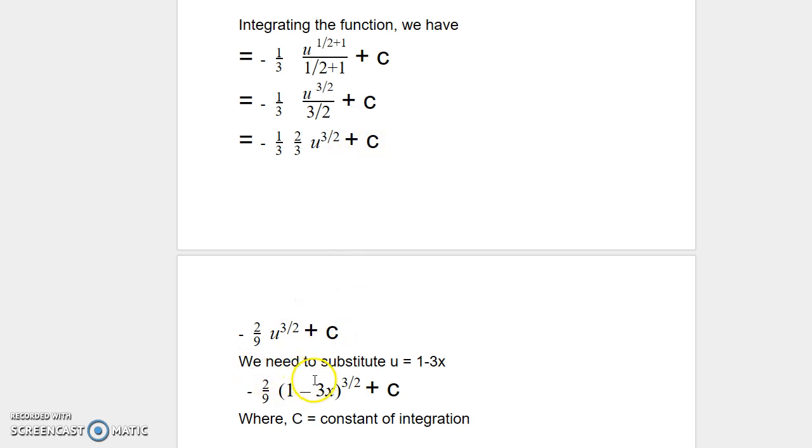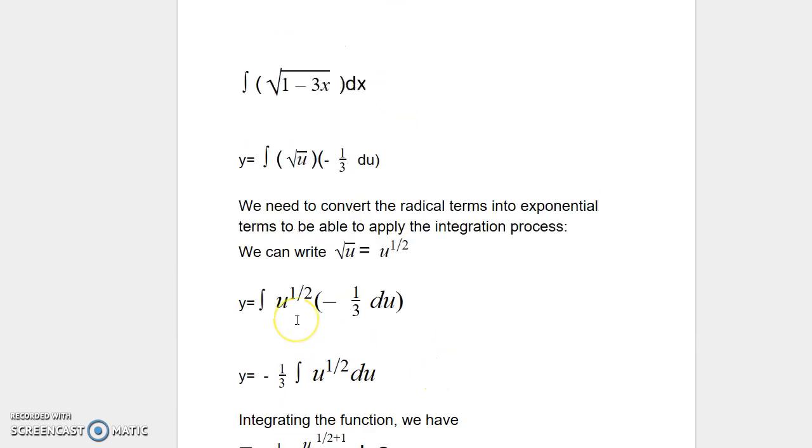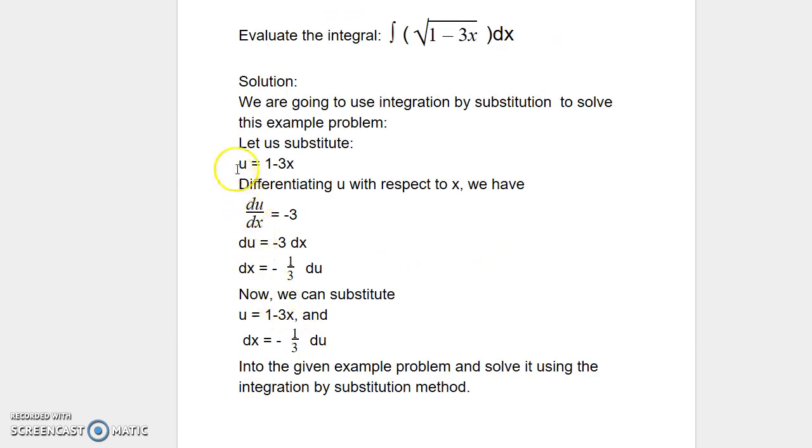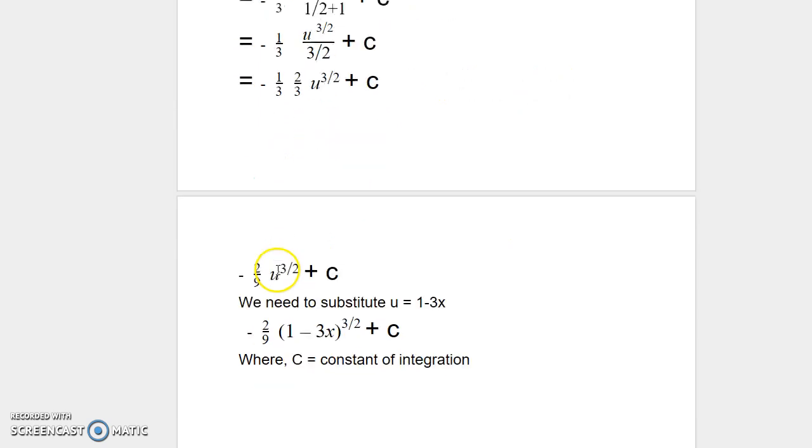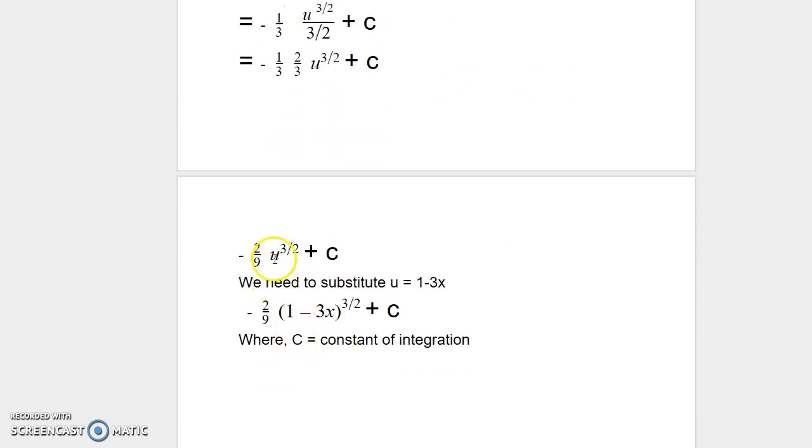We need to substitute u as equal to 1 minus 3x, and that's what we started off saying. We said let u be equal to 1 minus 3x. So the solution should be in terms of x, not in terms of u. Since we have simplified as much as possible, now we're going to back substitute u as 1 minus 3x, which is right here. So wherever we see u, we're going to substitute 1 minus 3x.